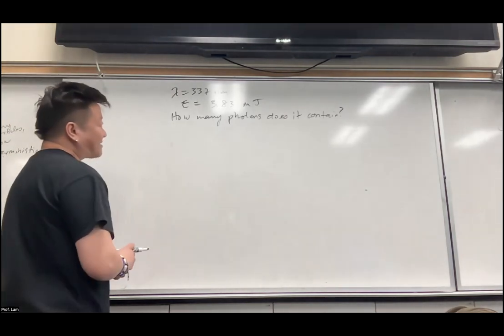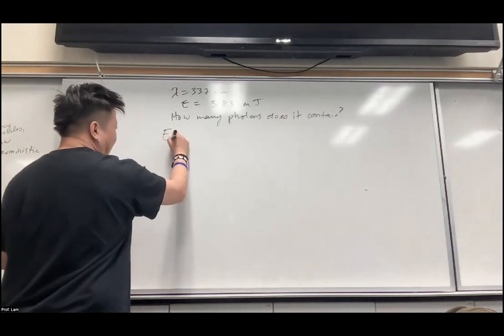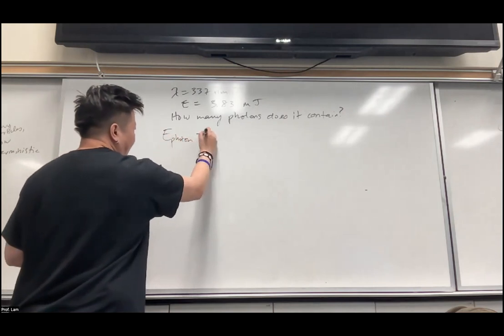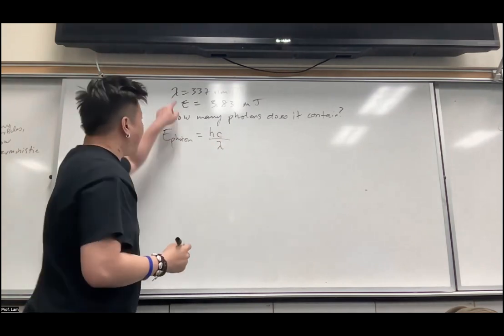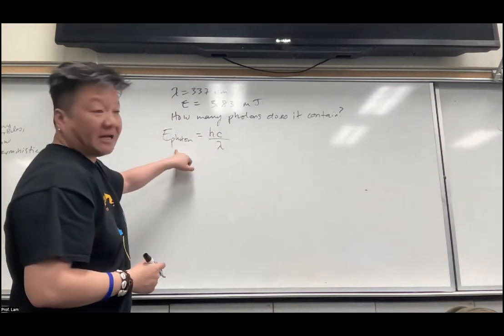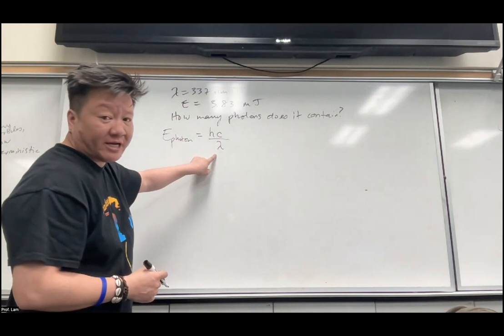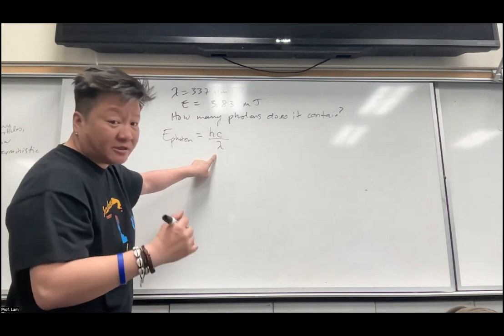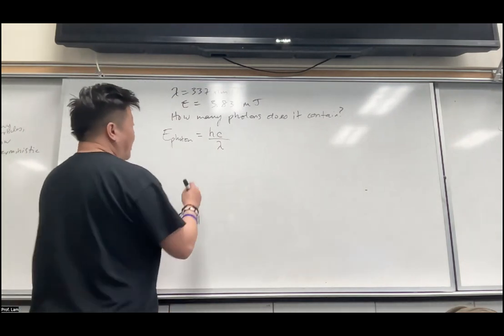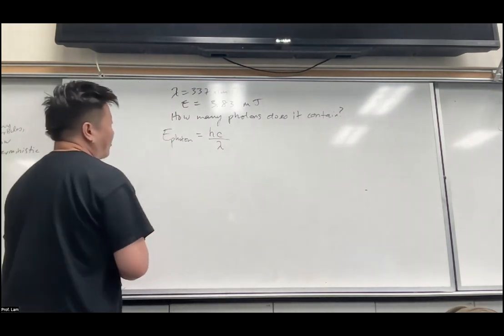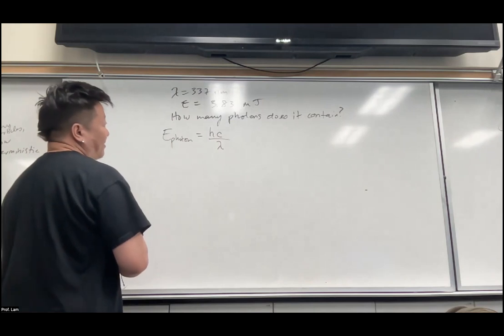Again, we had that equation earlier: E photon is hc over lambda. I'm choosing this one because it gave us wavelength, so I need the energy equation with wavelength in it. The other one, E equals h nu, wouldn't be useful here because it doesn't have wavelength in it. So we are being asked to solve for how many photons it contains.